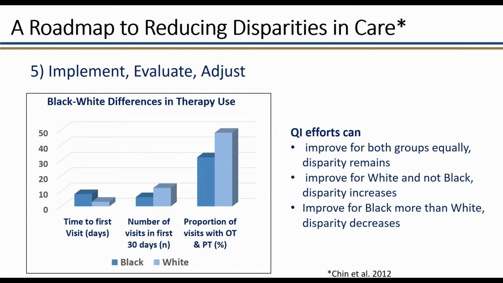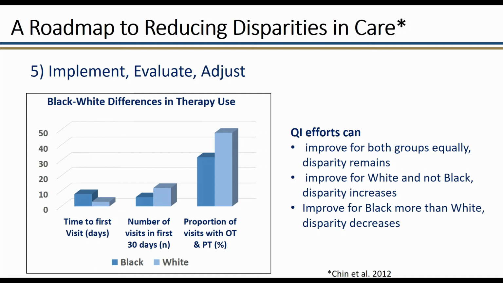And what I have here is something that is important to consider if you're trying to reduce disparities within a QI framework. I'm just illustrating some things in the figure here of Black-white disparities. In the first one, you see that a greater proportion of Black patients have to wait longer for the time of their first visit. In the second column, the number of visits in the first 30 days is greater for white patients than Blacks. And in the last column, the proportion of visits that someone gets OT and PT is greater for whites than Blacks.